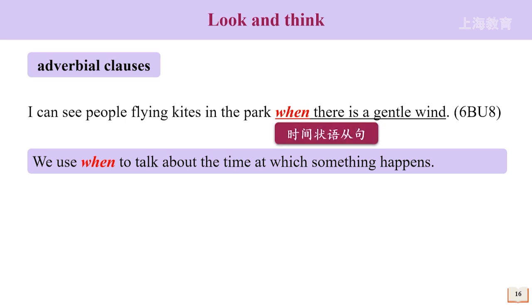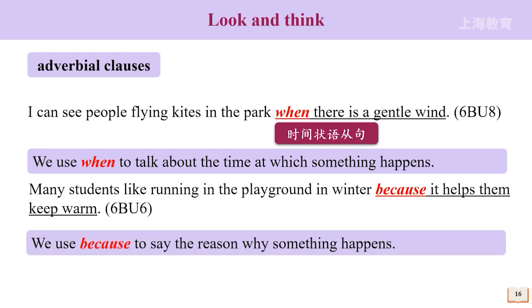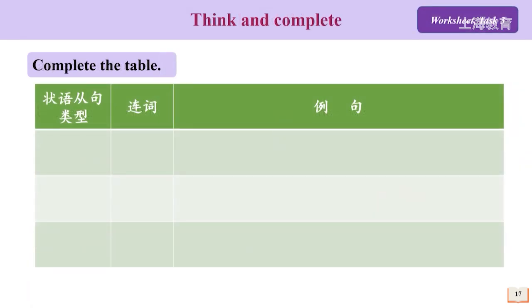划线部分就是时间状语从句。Many students like running in the playground in winter because it helps them keep warm. We use because to say the reason why something happens. 划线部分就是原因状语从句。You may take notes by completing the table below. Take out your worksheet and finish task 3.